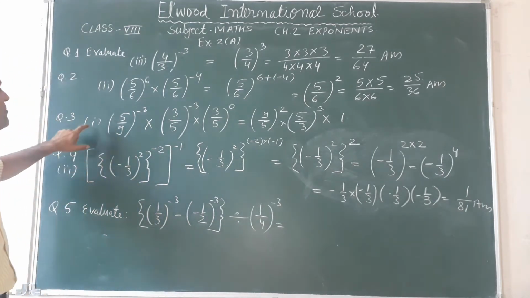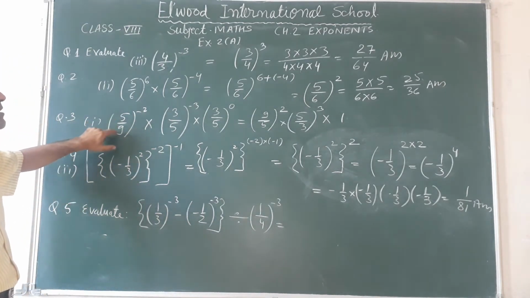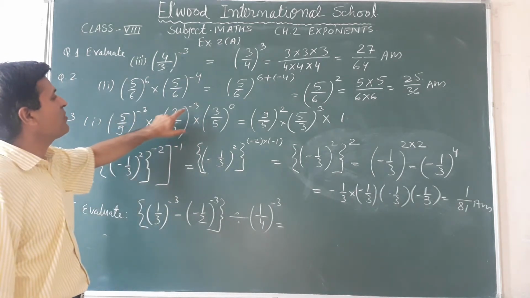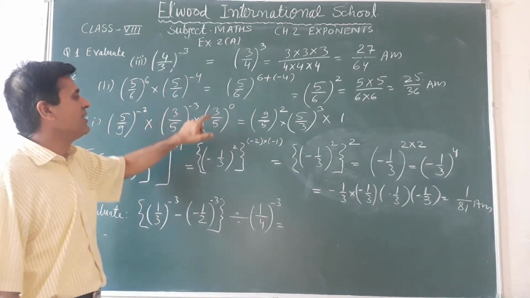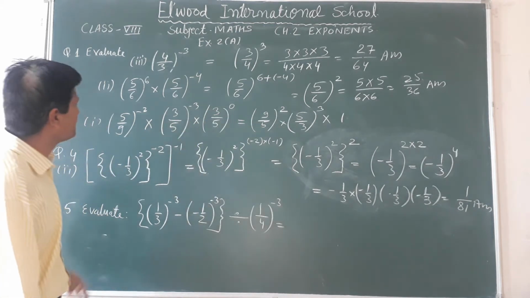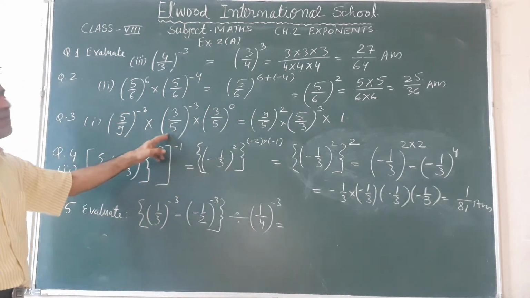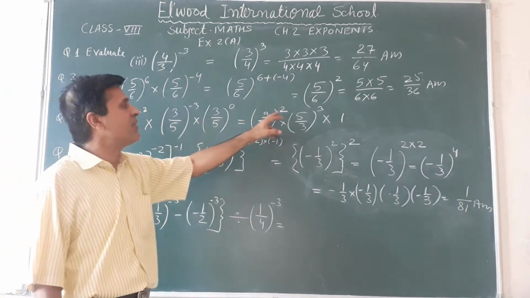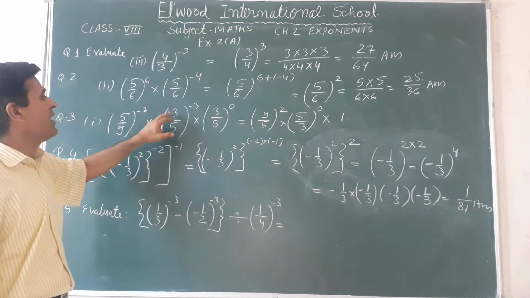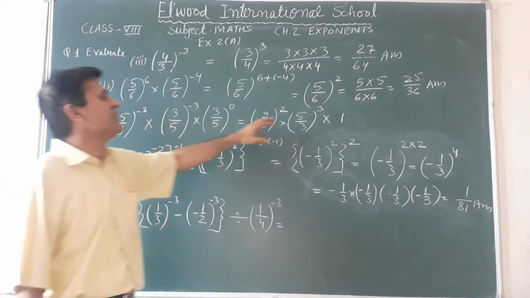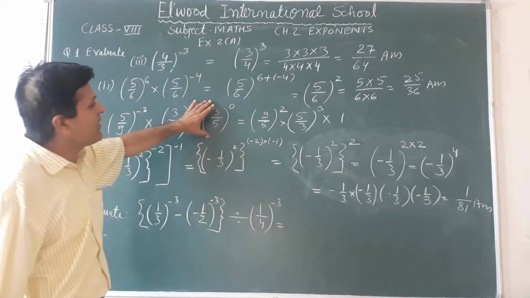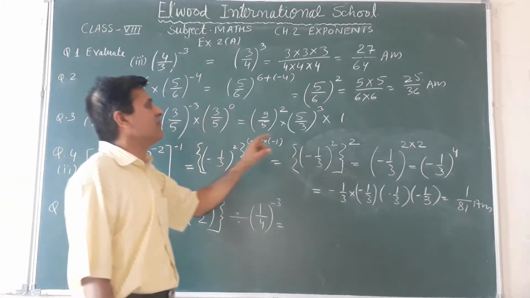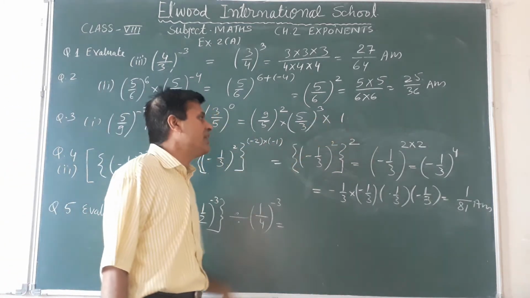Now I am doing question number third. First part is (5/9) raised to power minus 2, (3/5) raised to power minus 3 and (3/5) raised to power 0. Here both are negative powers, so I will take their reciprocals. It will become (9/5) raised to power plus 2 and this will be (5/3) raised to power plus 3. And if any rational number has 0 exponent, its value is 1.